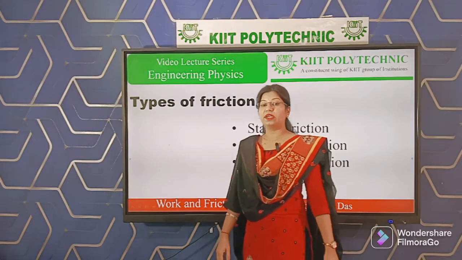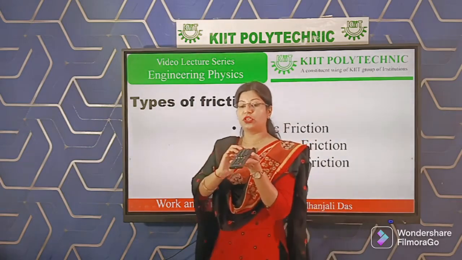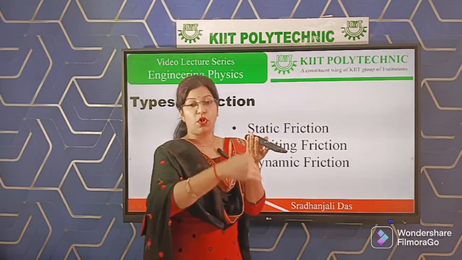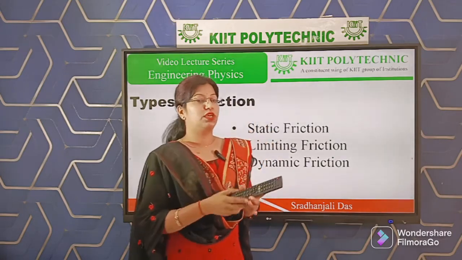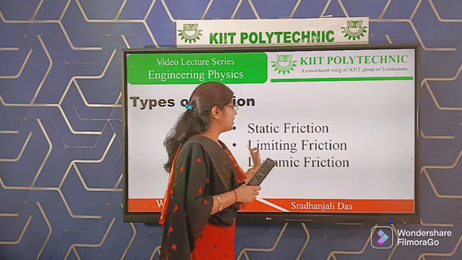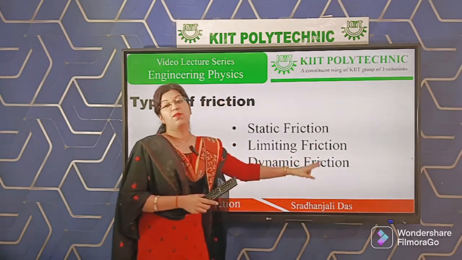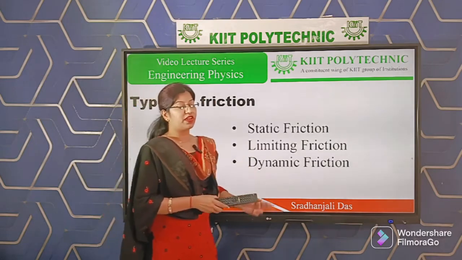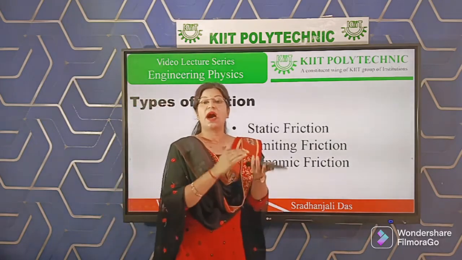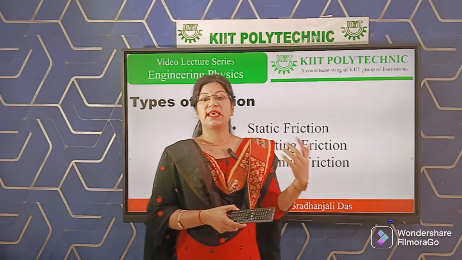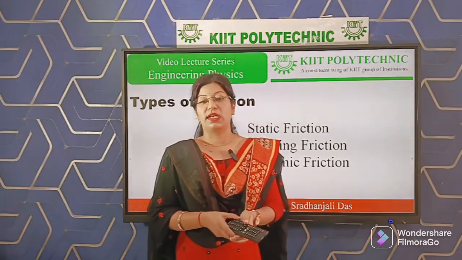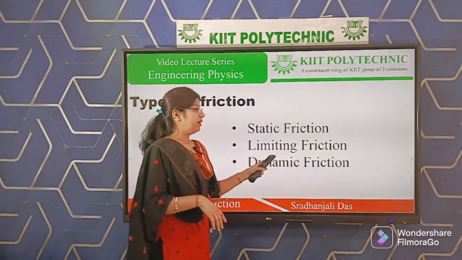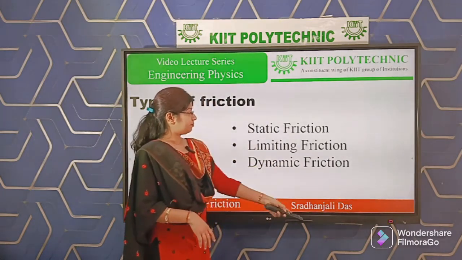Now we move to the dynamic. Once the body is in motion, then what happens? The body continues its state of motion. When the body continues its state of motion, the friction is known as dynamic friction. Otherwise, you can say the force of friction between the body and the surface, so long as there is motion, is known as dynamic friction. Basically three types: static, limiting and dynamic.